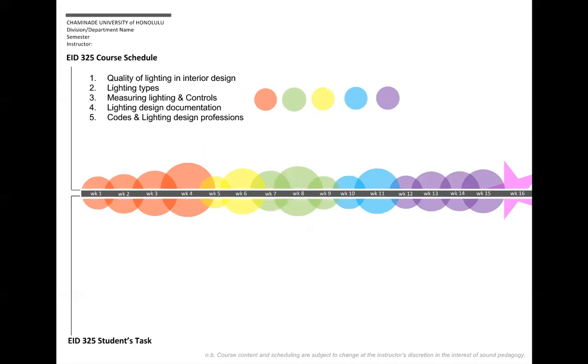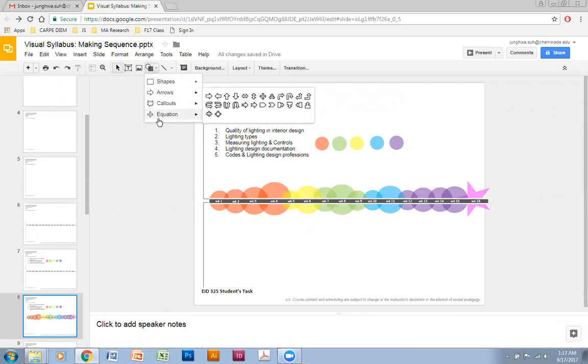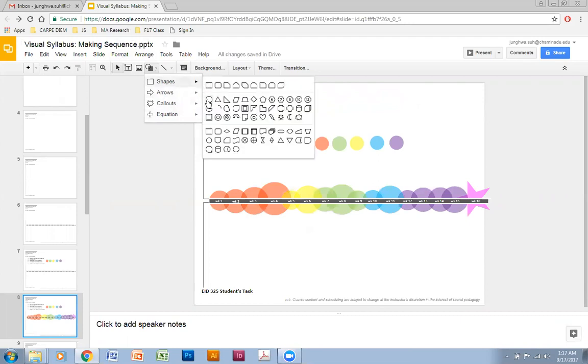Next, you place the colored shapes on the corresponding weeks. The shape tool is in the top main menu here, Shape, and there are different shapes here. In this case, I chose oval.